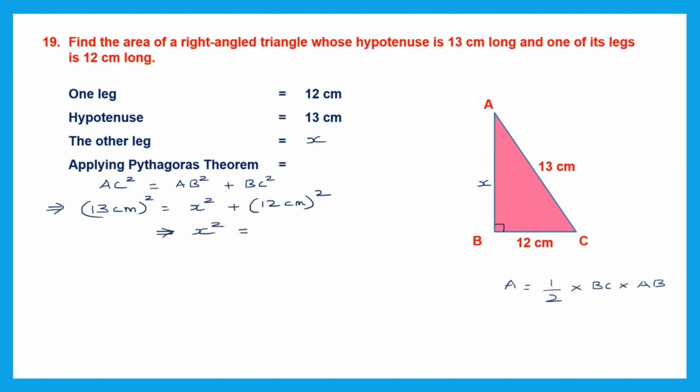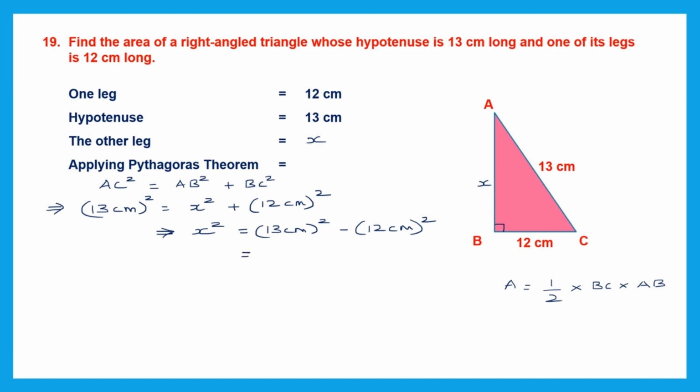On the other side, we have 13 centimeters square. 13 centimeters square means 13 into 13. Okay, so first let's write that 13 centimeters square minus 12 centimeters square. Why minus? Because we have transposed this 12 centimeters square, which is plus, to the other side, so it will become minus. So now let's find out.